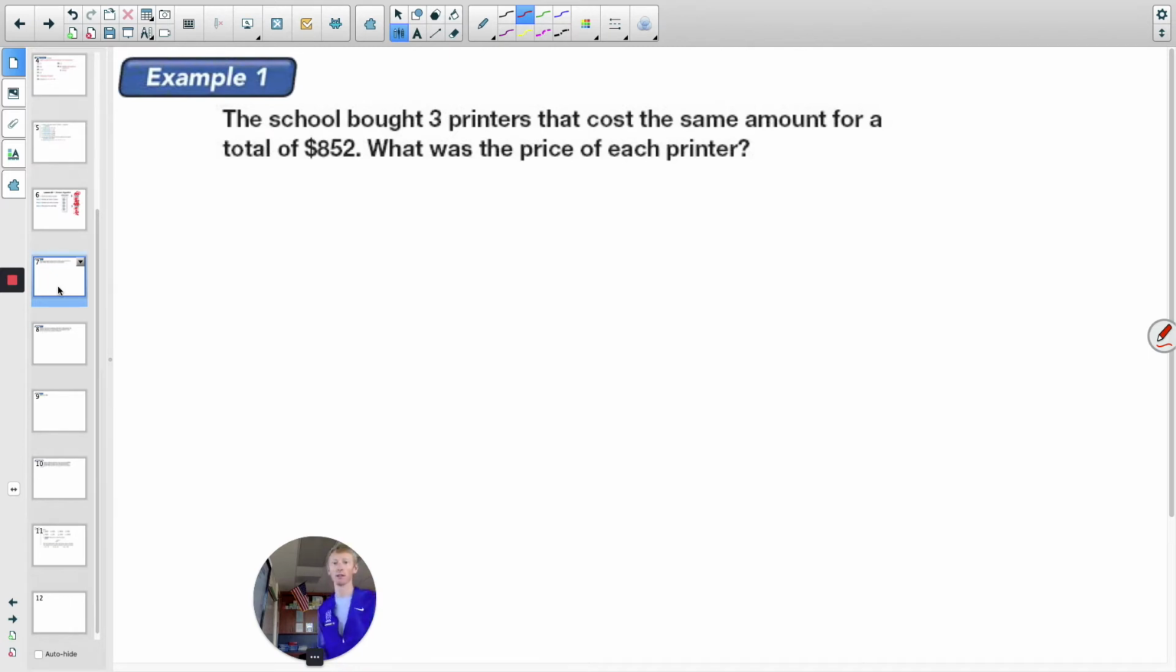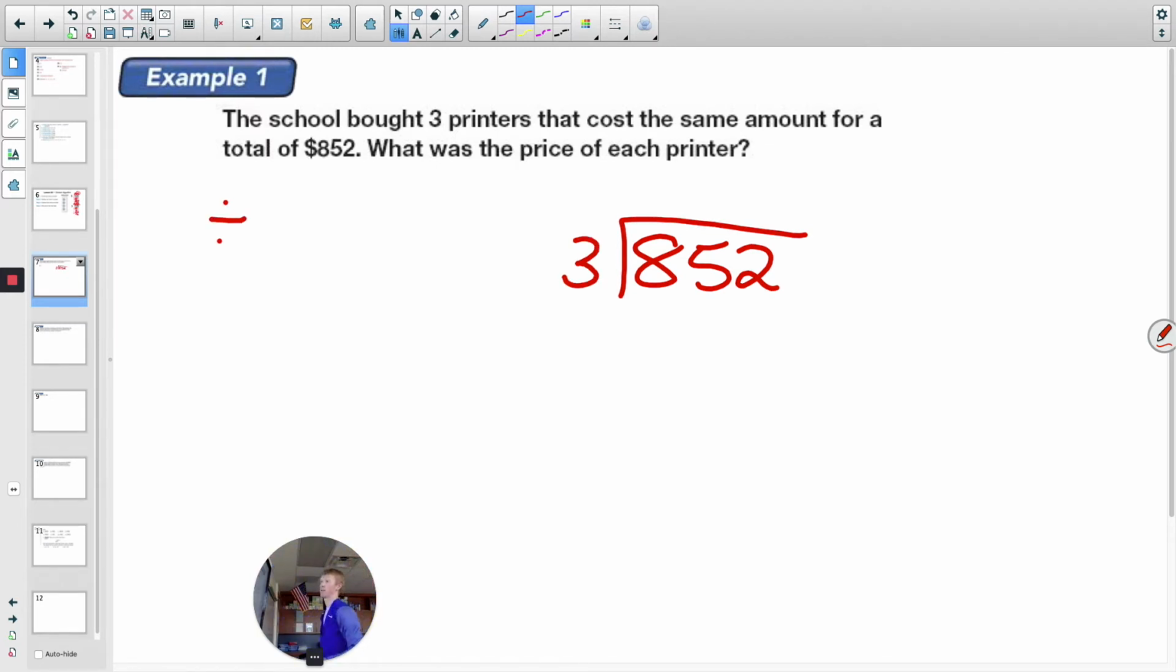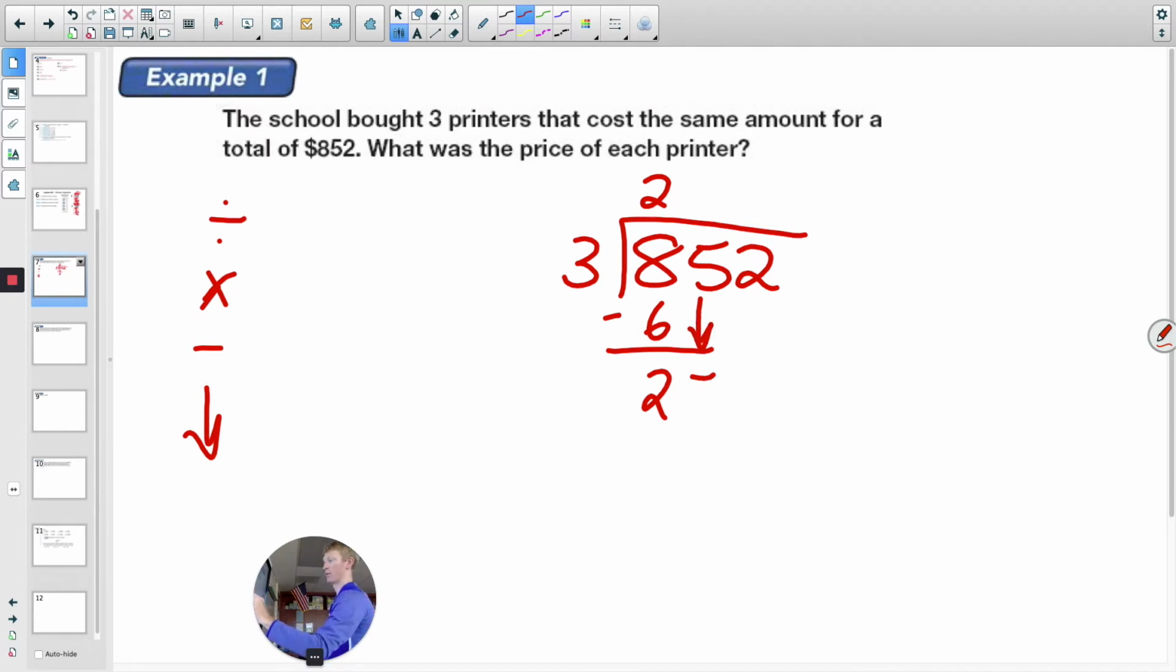So if we have a school that bought 3 printers that cost the same amount for a total of $852, how much was each printer? So I do my division algorithm. First I divide. 8 divided by 3 is 2. Multiply, 2 times 3 gives me 6. Subtract, 8 minus 6 is 2. Bring down, bring the 5 down.